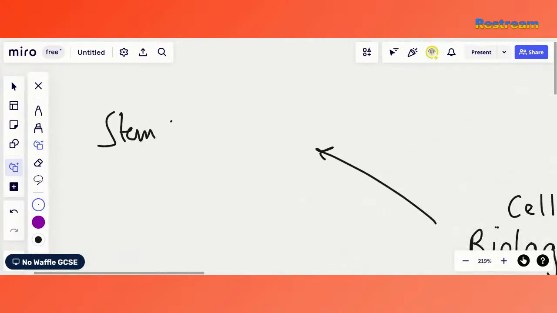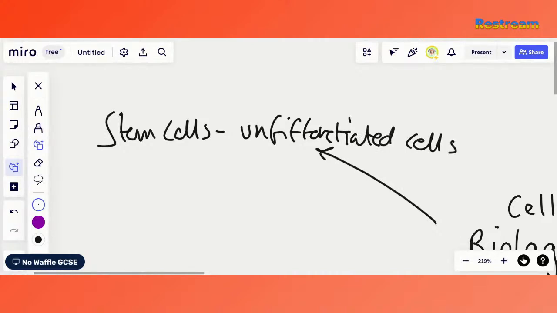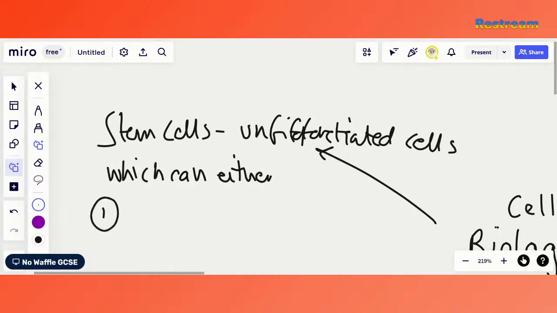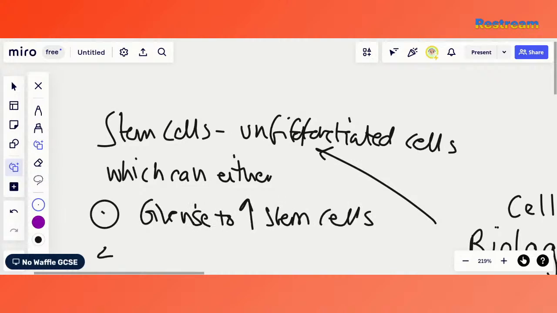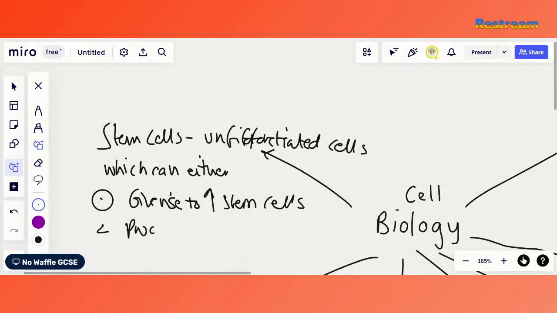So stem cells are undifferentiated cells. What this means is cells that haven't differentiated, haven't specialized yet. And they're undifferentiated cells, which can either, one, give rise to more stem cells, so they can divide to form more stem cells, or two, they can produce any type of cell.